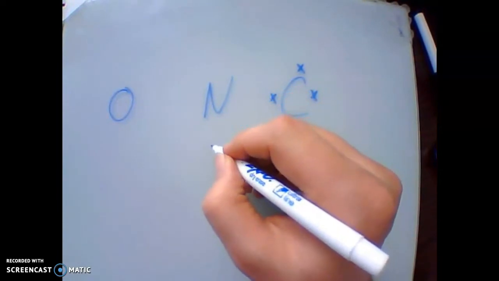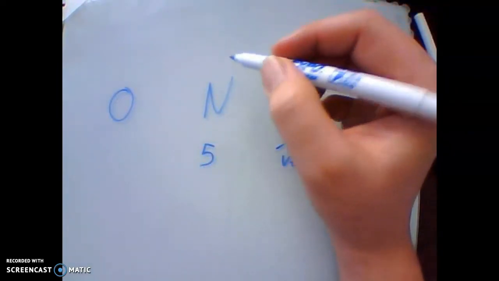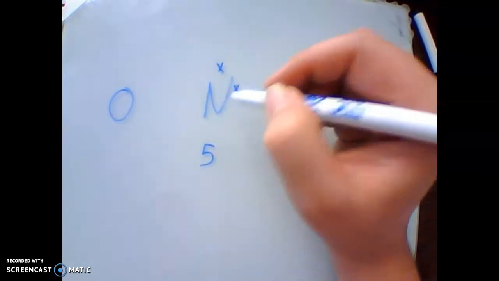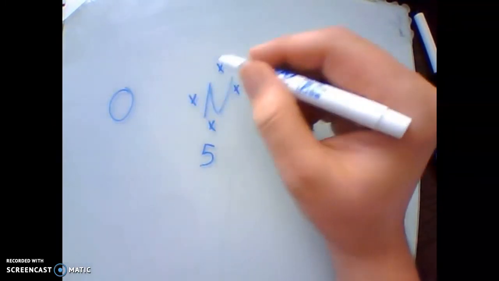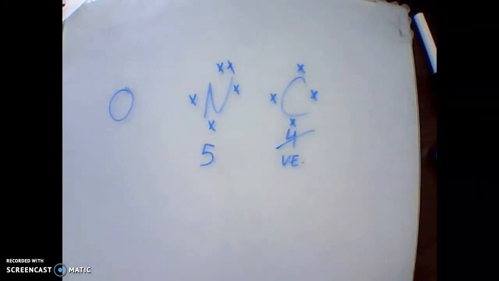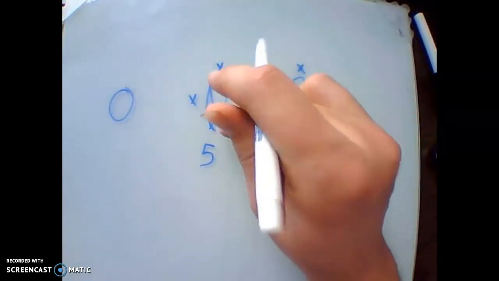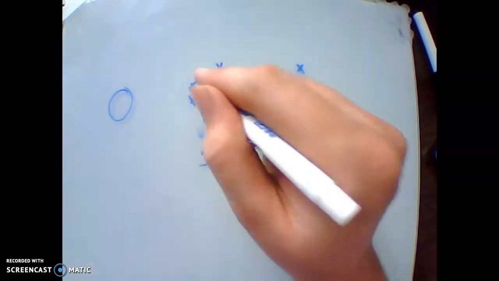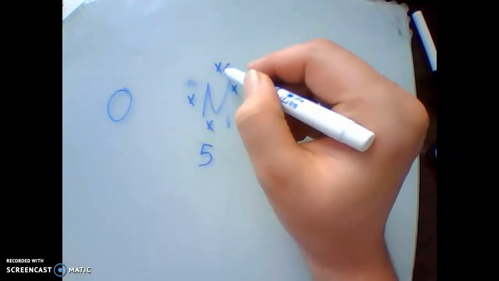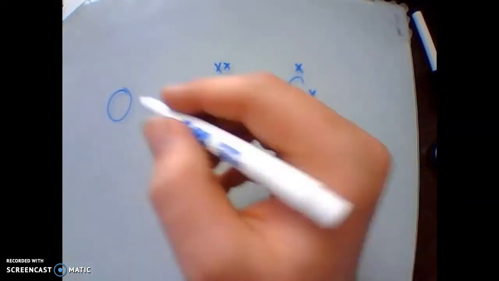Nitrogen, on the other hand, has 5. Do the same pattern. 1, 2, 3, 4, 5. And we're done. It does not matter where this 5th one is. It could have been there, it could have been here, could have been down here, could have been over here. It does not matter, as long as only one of them has 2.